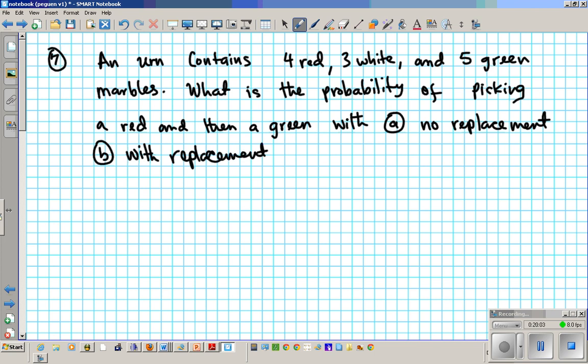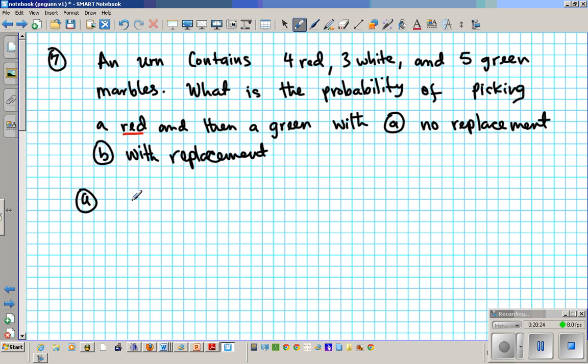Alright, so let's do this. For the A part, there is no replacement. That means it's dependent. Since there's no replacement, the total amount changes. So if you want to pick one red, you're going to say how many reds are there over the total. Okay, for the red, how many reds are there?